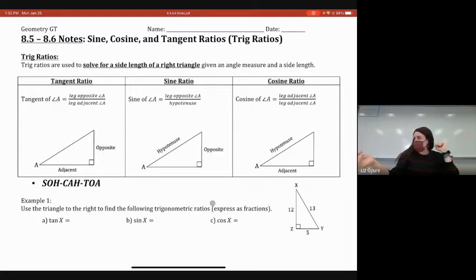But what about everything else, right? What about a triangle with a 36-degree angle where we only know one of the side measurements? What are we going to do? We're going to use trig.